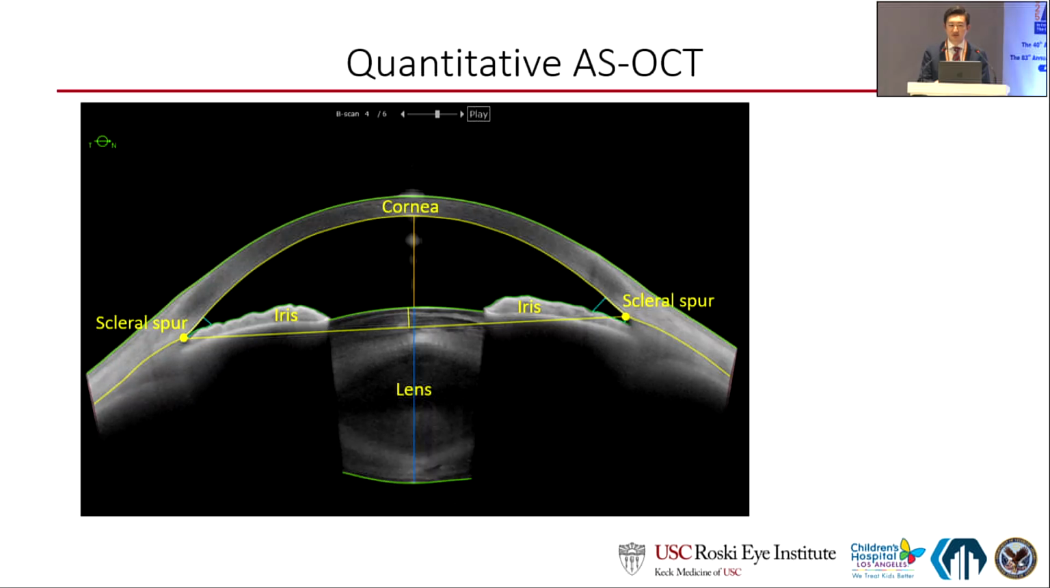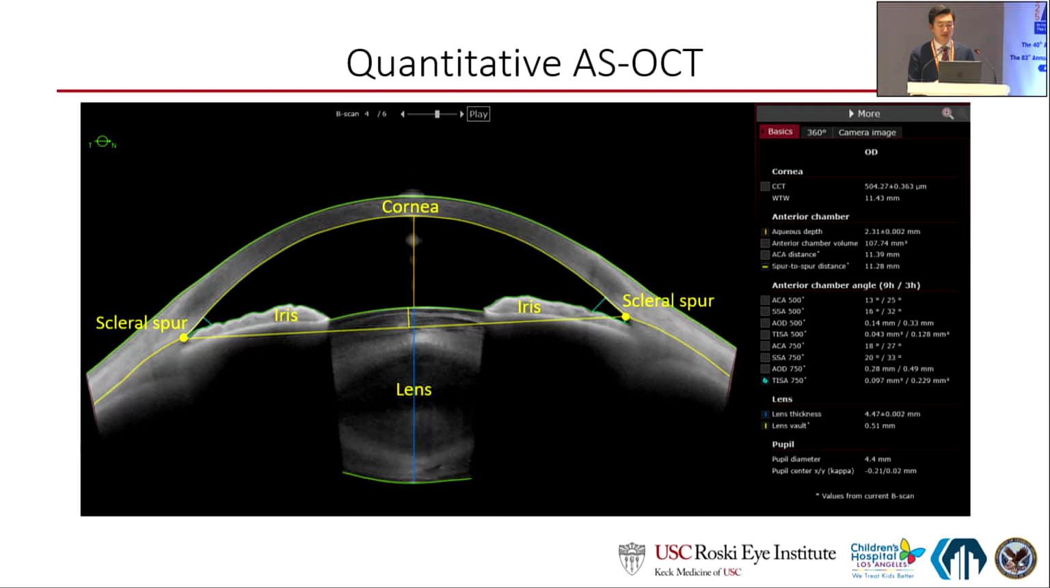AS-OCT images can also be assessed quantitatively. We obtain measurements of the size, shape, and configuration of the anterior segment and its anatomical structures. But first, we have to segment the cornea, the iris, and the lens, and mark the scleral spurs. After doing so, we can obtain these measurements that inform us about the anterior segment.